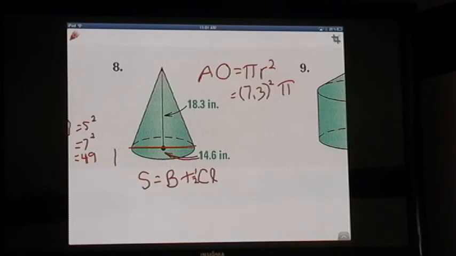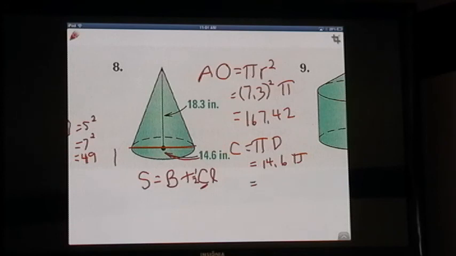And that is 167.42 when you round it to the second decimal place. And then we're going to do circumference, because we need that right here. Circumference is pi times d, so that's going to be 14.6 times pi. 14.6 times pi equals 45.87.